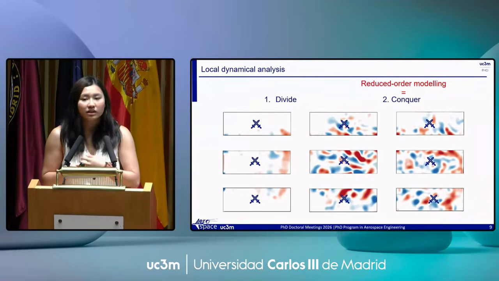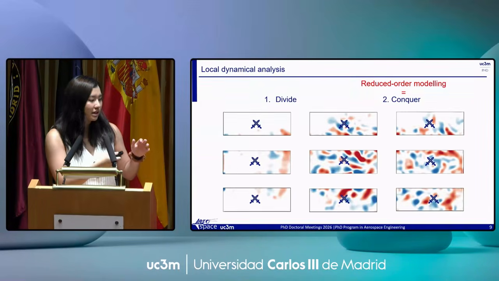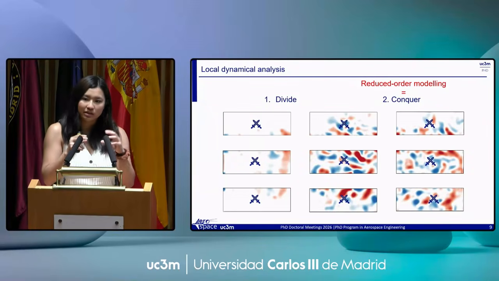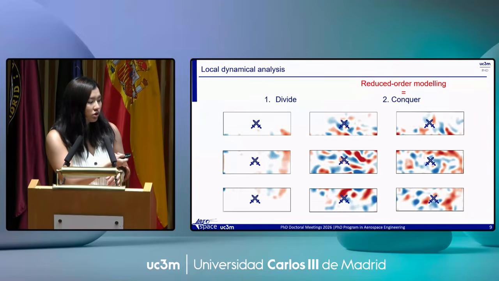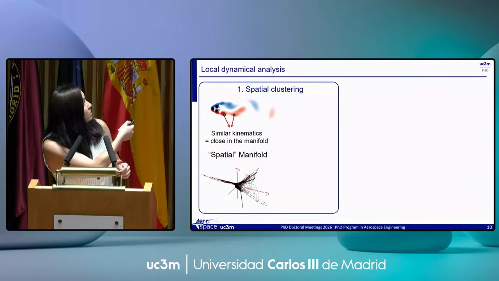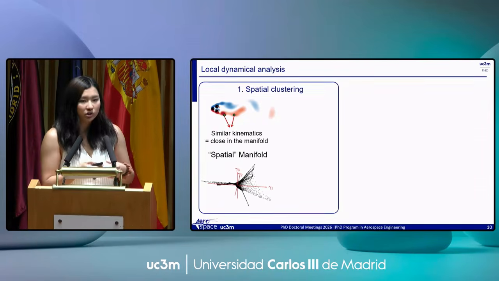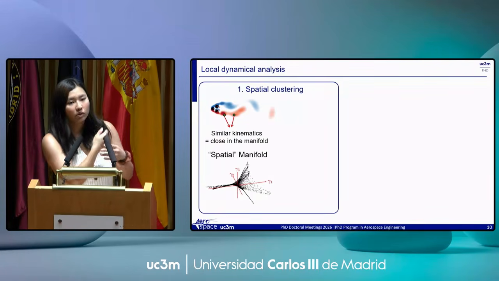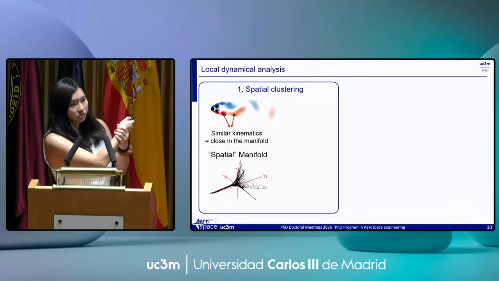The key idea here is that we are not randomly dividing the space. We want to obtain different subdomains that are dynamically coherent, so they share the same dynamics within these regions. To do so, we created a reduced space that we call the space manifold, which we obtained from isometric mapping. It works in such a way that if we have points in the flow that have similar kinematics, they are going to be close in this reduced space.